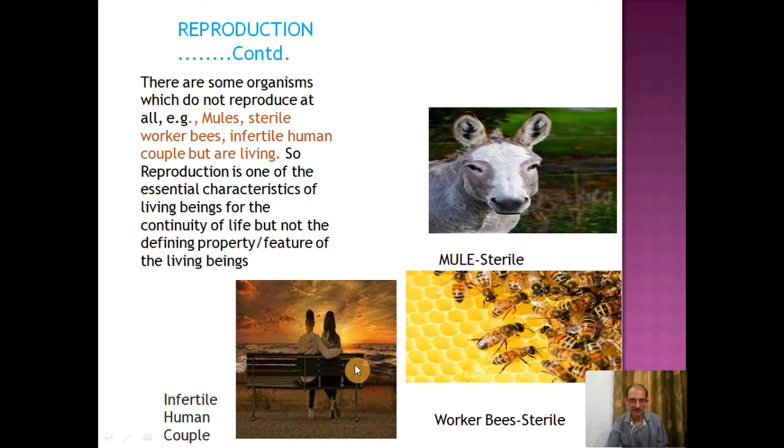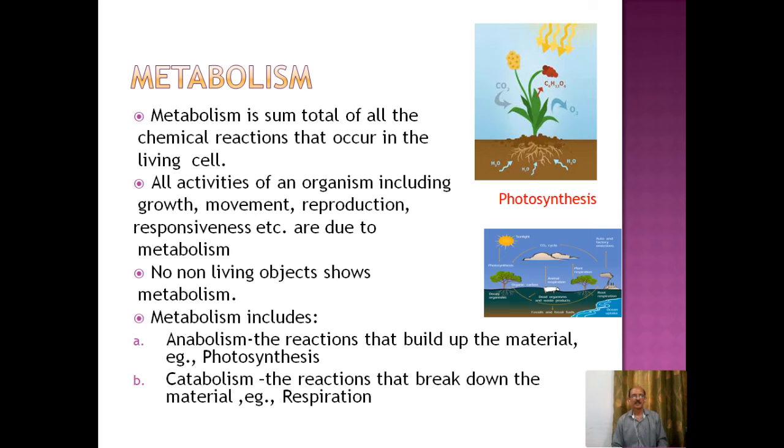It maintains the continuity of life, but it cannot be set as the defining property or defining feature of a living being, because in spite of not producing offspring, they are living. So it is not said to be the defining property of the living organism. So the next very important characteristic is metabolism.